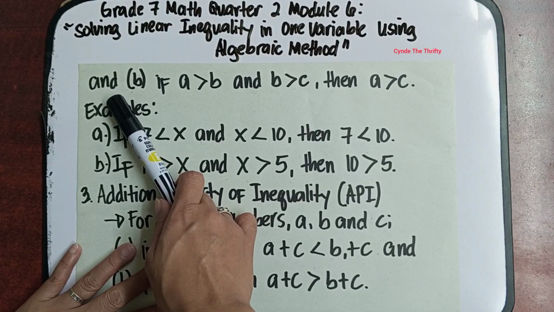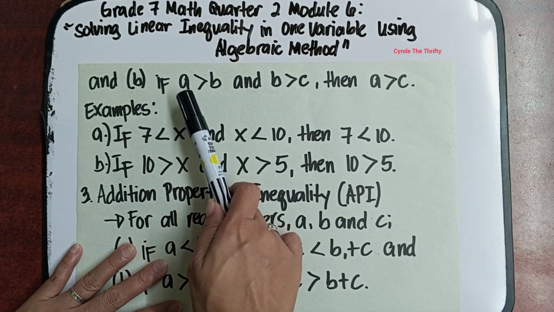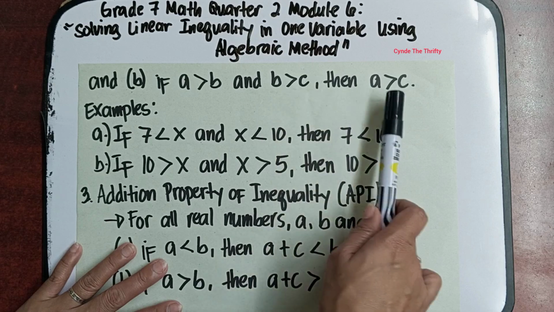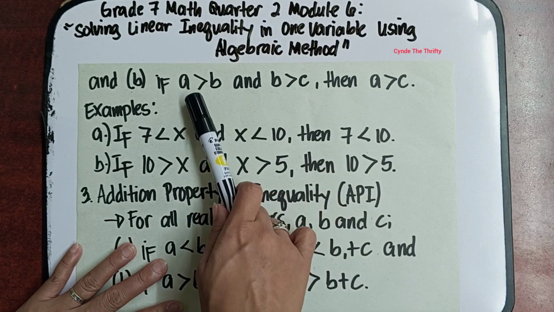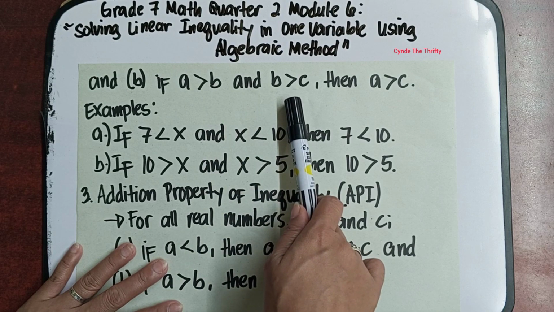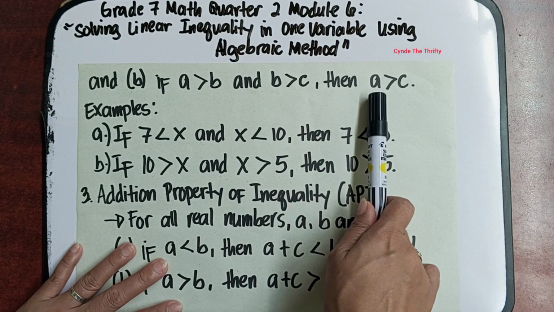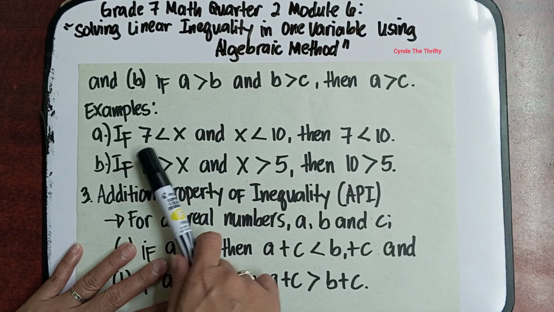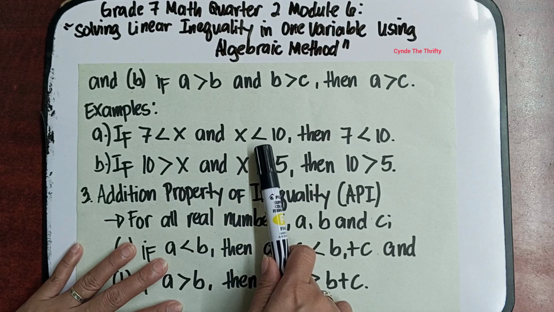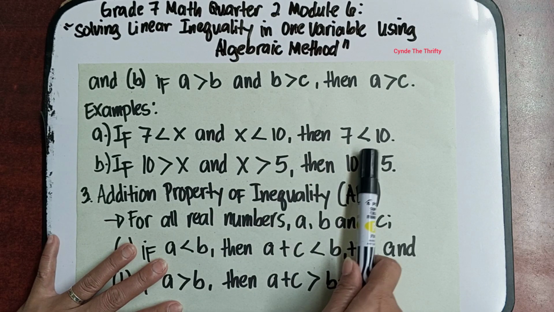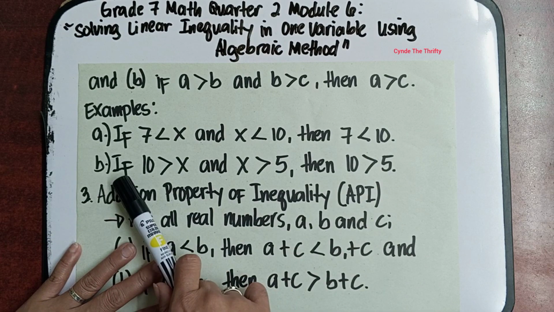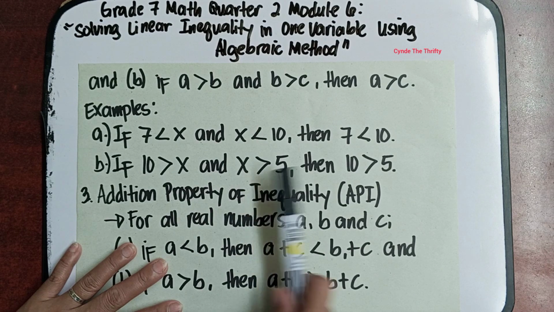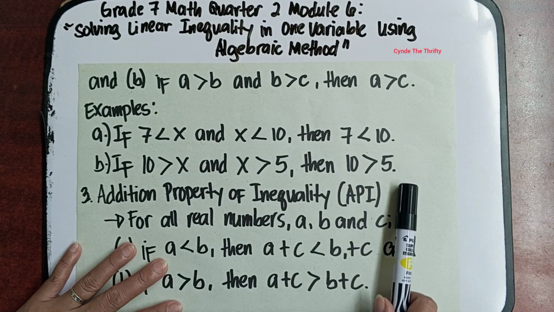At ang pangalawang case ng transitive property is if A is greater than B and B is greater than C, then A is greater than C. So kung si A is mas malaki kaysa kay B at si B is mas malaki kaysa kay C, so of course si A mas malaki kay C. Examples. If 7 is less than X and X is less than 10, then 7 is less than 10. If 10 is greater than X and X is greater than 5, then 10 is greater than 5.